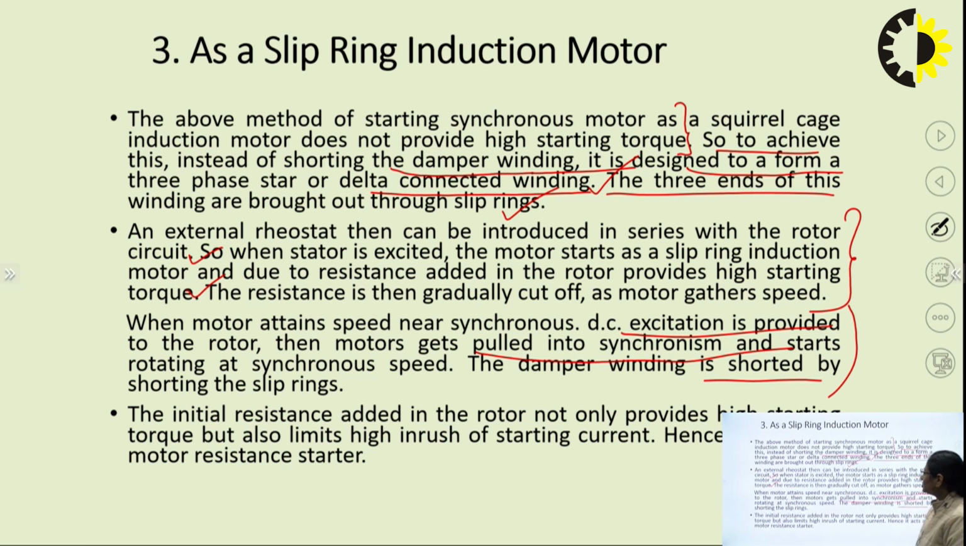So, the additional initial resistance added in the rotor not only provides high starting torque, but it also limits the high inrush current which is there as we are starting the motor like a three-phase induction motor. So, it also serves the purpose of a rotor resistance starter when the motor is being started like a three-phase slip ring induction motor.